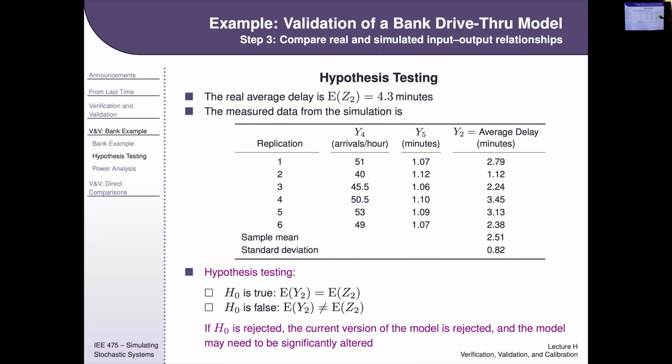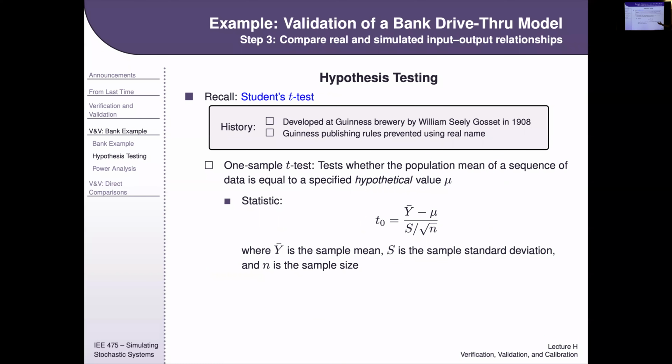But then I look at the average delays coming out of the simulation model, and I now need to test them against the hypothesis that the population mean is 4.3 minutes. That would be a great thing to use a t-test for. I am going to take my average mean from the simulation and compare it to the mean that was in the real world. I'll talk a little bit more about the history of the t-test and how it relates to Guinness brewing next time.